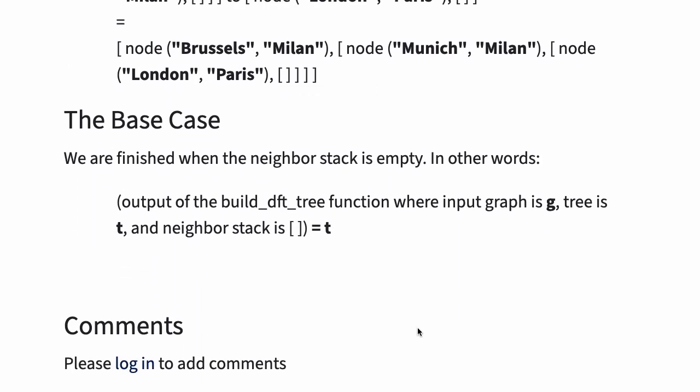We are finished when the neighbor stack is empty. In other words, output of the build DFT tree function where input graph is G, tree is T, and neighbor stack is empty is equal to T.